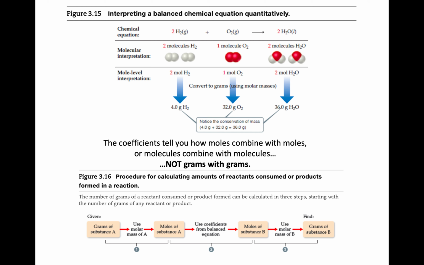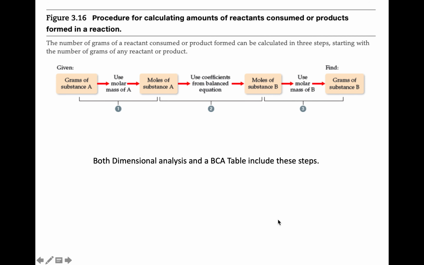Within this description here of problem solving for stoichiometry problems, notice the first step would be to convert what you're looking at in terms of the reactants, let's say their gram amounts, to determine how many moles you have. You'd be using the molar mass for that. Make use of the coefficients within the balanced equation. And then if you need to get back into grams, you'd use another molar mass. This description right here of going from grams to moles, using the balanced chemical equation, and then from moles to grams, that's true whether you're using dimensional analysis or a BCA table in your problem solving approach.